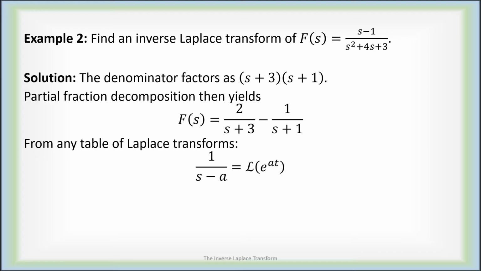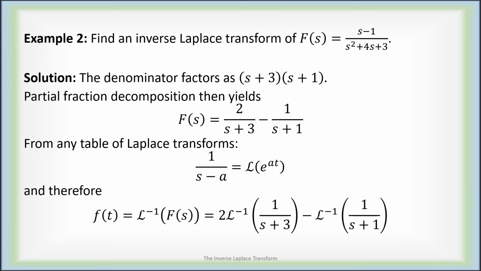From any table of Laplace transforms, you would find the following, that the Laplace transform of e to the at is 1 over s minus a. So each of these matches that form. This is s minus negative 1, s minus negative 3. So therefore, since inverse Laplace transform is linear, I can take an inverse Laplace transform of this, factor a 2 out of here, giving me 2 times an inverse Laplace transform of 1 over s plus 3 minus an inverse Laplace transform of 1 over s plus 1.